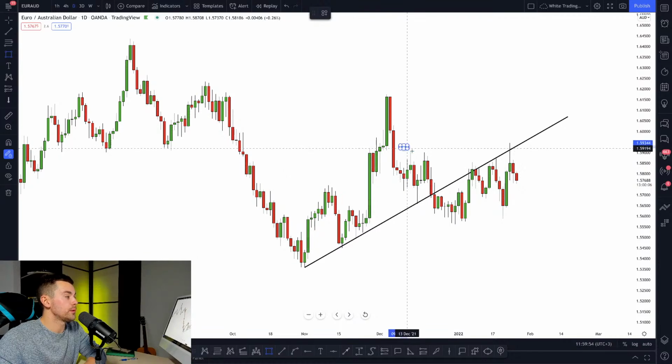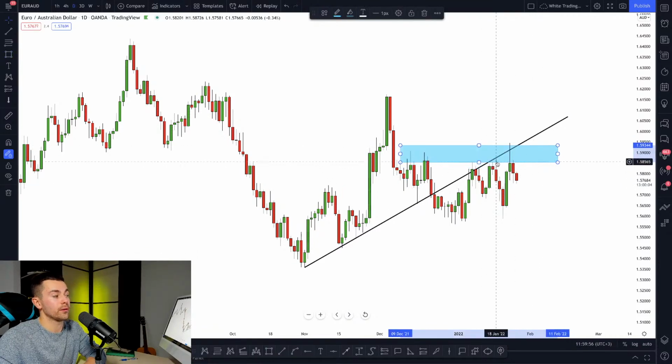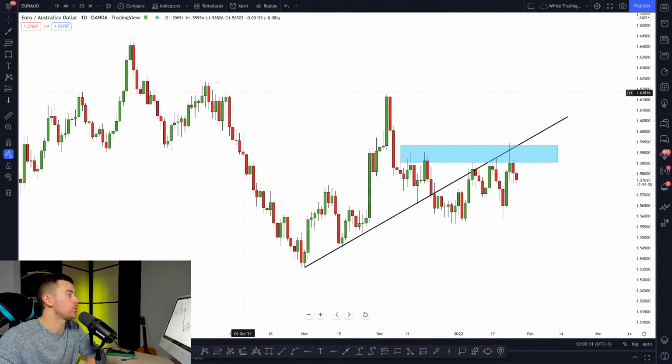And at the moment, the price is falling from this strong confluence zone. Yes, the zone, the area based on that trend line and based on that horizontal structure. So I believe that with a high probability, EURUSD will keep falling.